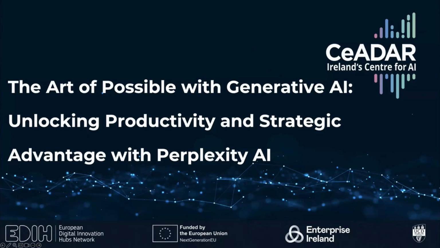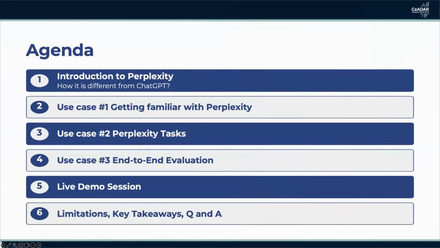Our agenda for today's meeting is we'll first dive deep into the introduction to Perplexity. We'll see what this tool is, how this can be used, and how it is different from ChatGPT. Then we have a couple of use cases. Use case one covers the basic UI/UX of Perplexity, so everyone can get familiar with it. I'm sure some of you may have already used it, but we are going to cover everything from basic to a bit more advanced level, just so everyone can get familiarized with Perplexity.